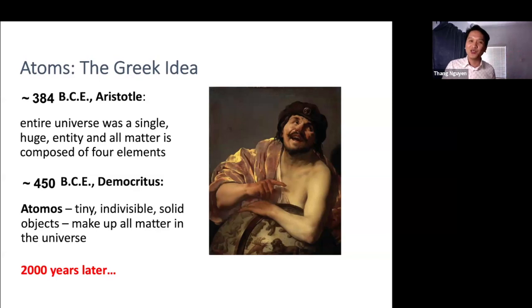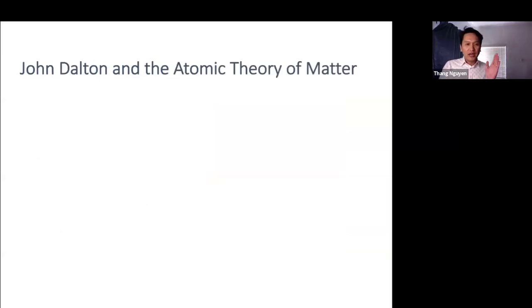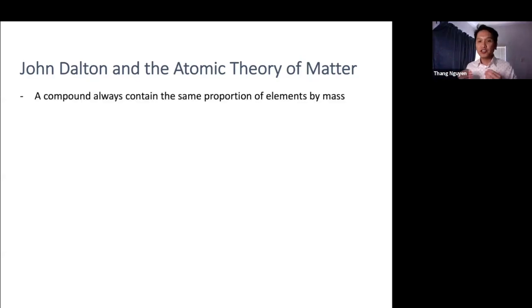Okay, so let's forward 2,000 years. On this slide and a couple of slides later, I'll talk about some experiments and scientists associated with the experiments that define what that elusive idea of the atom is. The first one we're going to talk about is John Dalton. There are a couple of observations that John Dalton made. One was that a compound always contained the same proportion of elements by mass. At this time, they already knew about different elements, right? They knew about gold, copper, lead, and oxygen, for example.